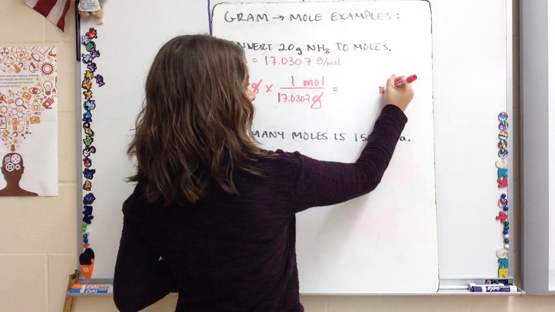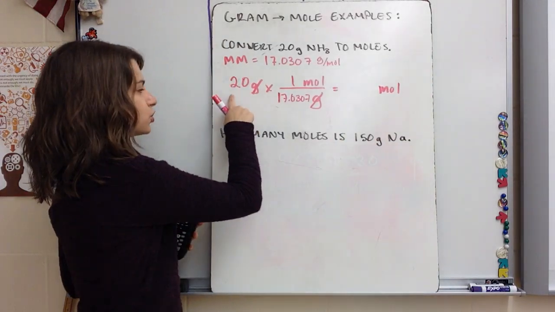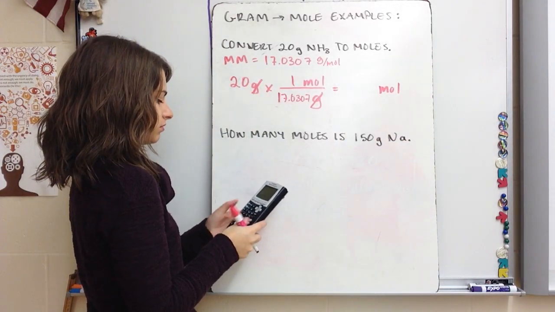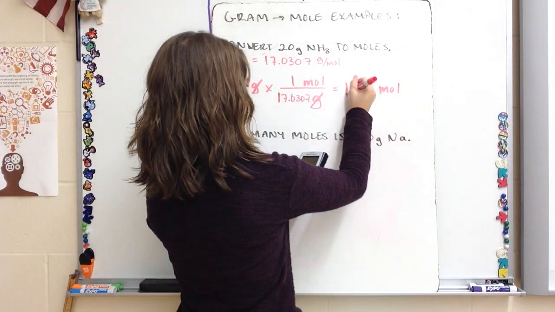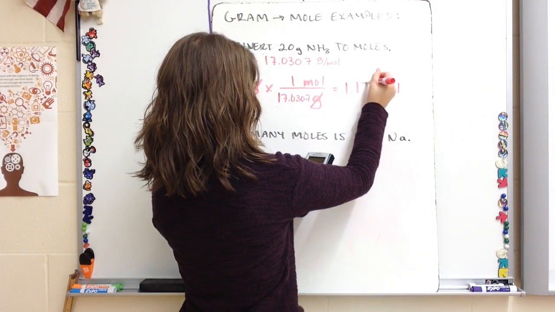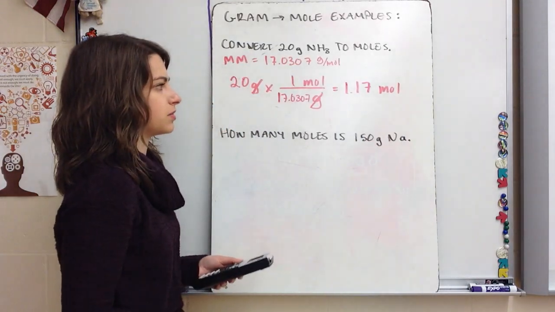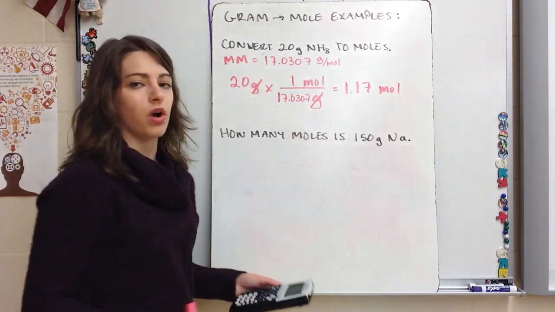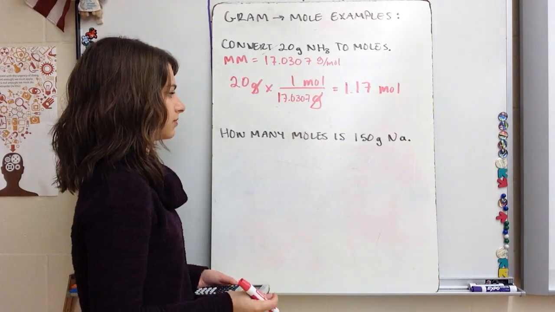So I'll be left with my moles units. Then I'm going to do 20 times 1 divided by 17.0307. And I get 1.17 if I round to 2 decimal places. So 20 grams of NH3 is the same as 1.17 moles of NH3.